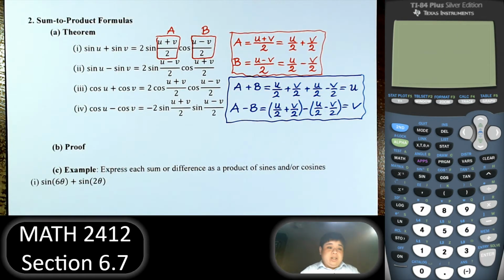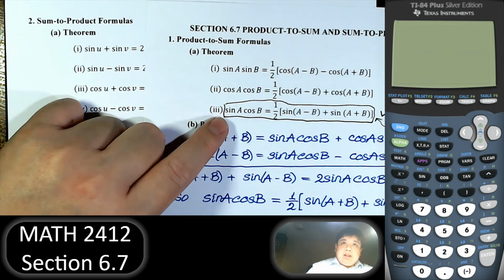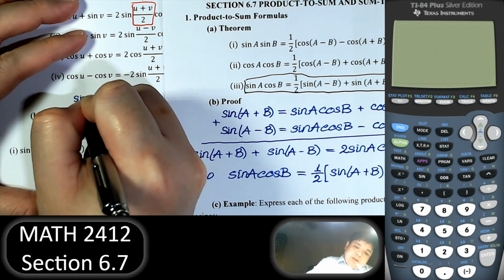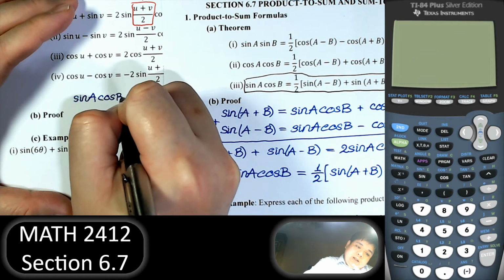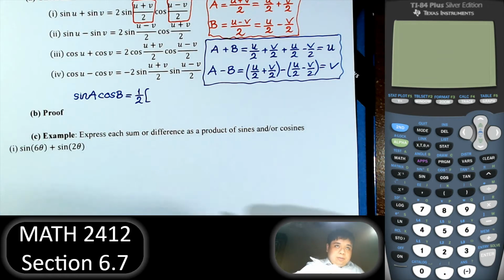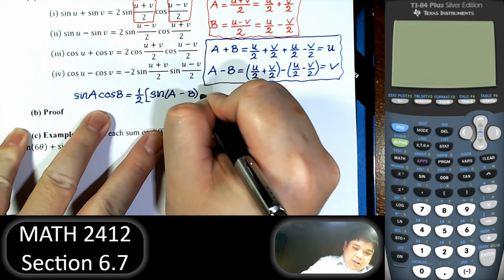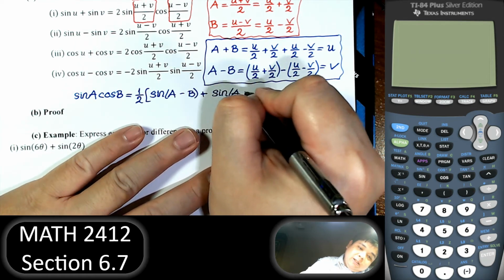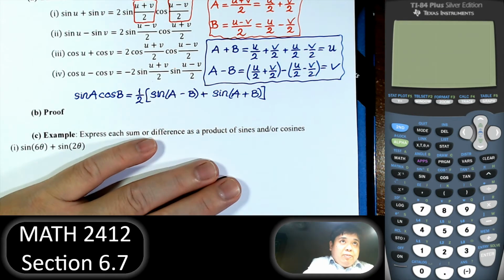And now the proof will be very simple. I will start with, let's say, a product to sum. Let's say this one, the one that we brought earlier. Sine A cosine B equals 1/2 times sine of A minus B plus sine of A plus B. Right, that is the product to sum.